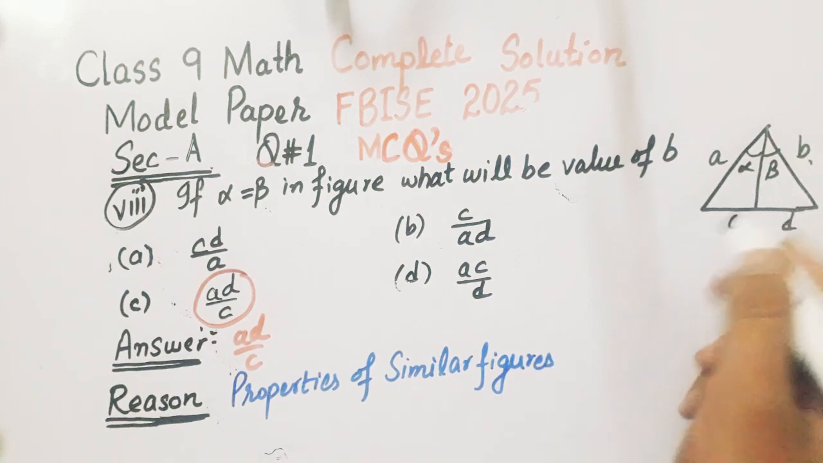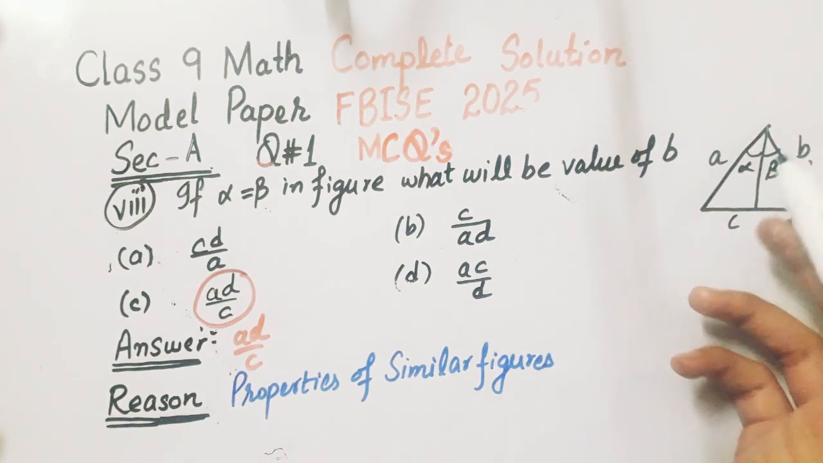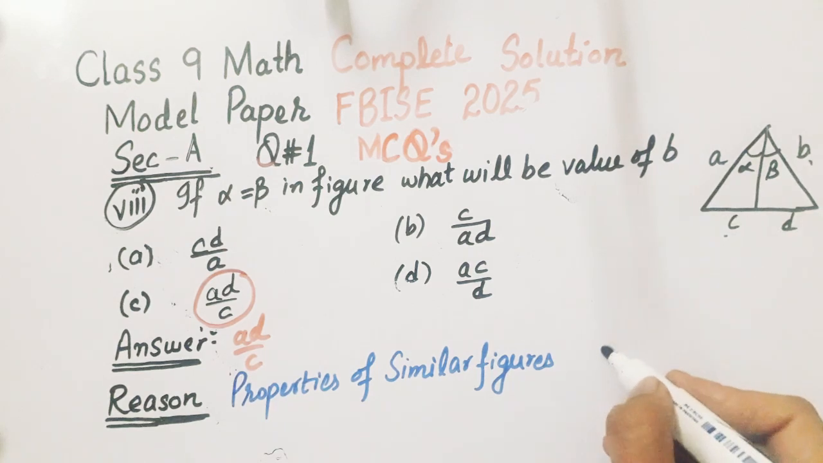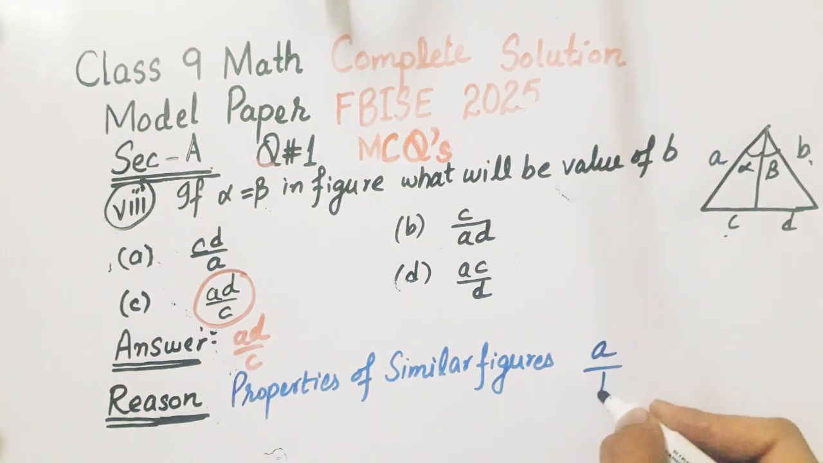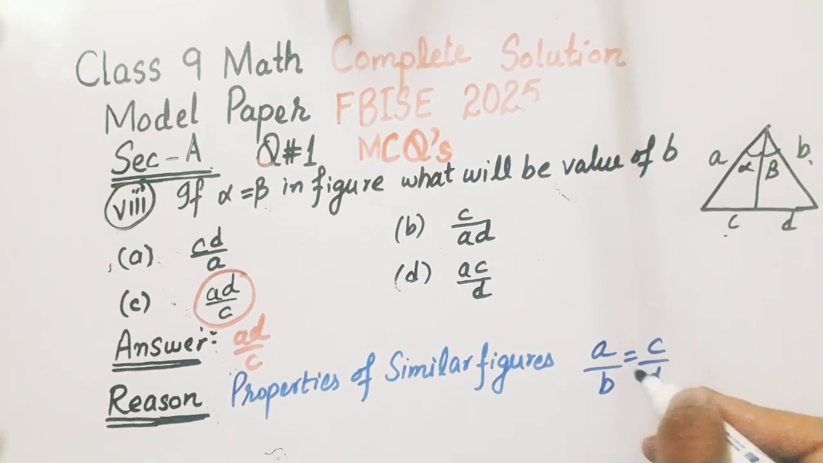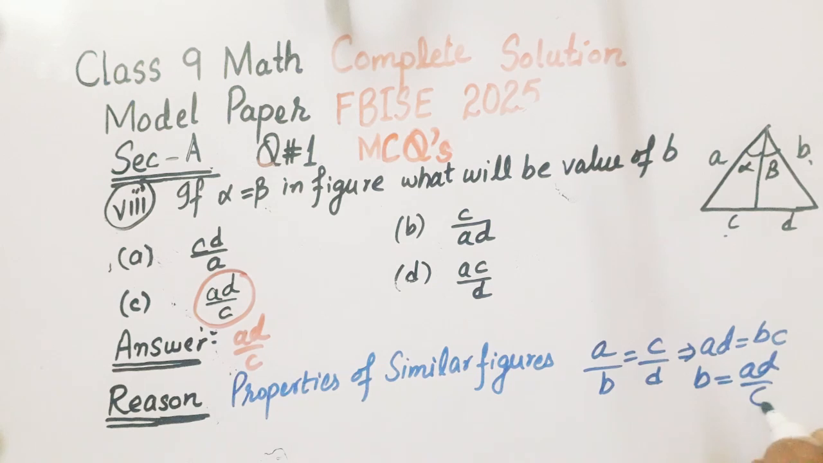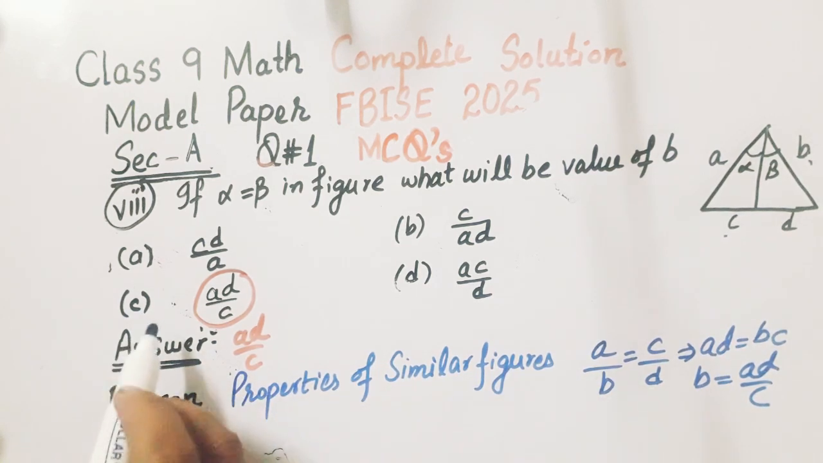By that, A by B is equal to C by D. So now we will have to find the value of B by cross multiplying. We have AD is equal to BC and B will be equal to AD by C. That's why the right answer is AD by C.